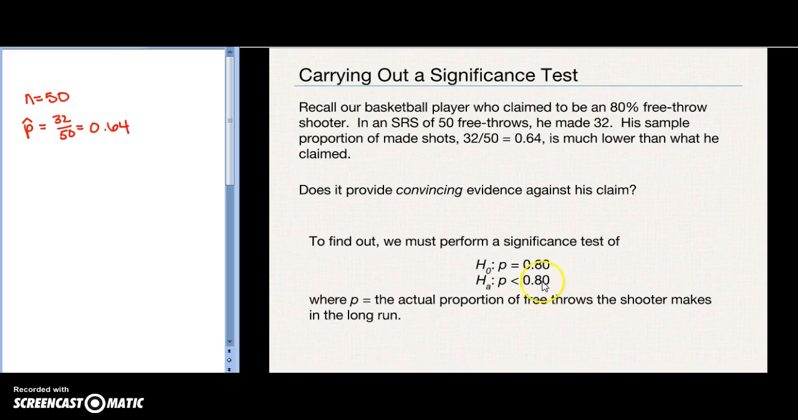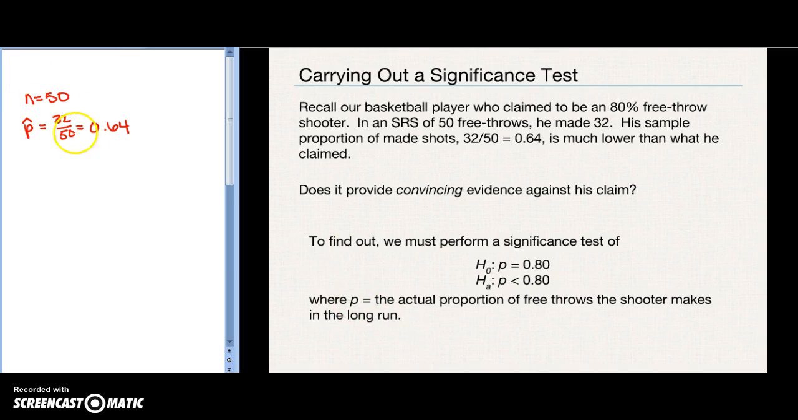This is how we would write it. He claims to be an 80% free throw shooter, but we want to know if there's evidence against his claim that he is less than an 80% free throw shooter. And you always define what p is. p is his actual proportion of free throws that he makes in the long run, not just the 50 from the game or from whatever he was doing in practice. That's why we always define our parameter. Parameters do not have any hats on them.